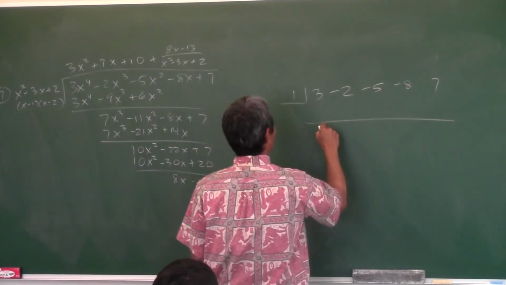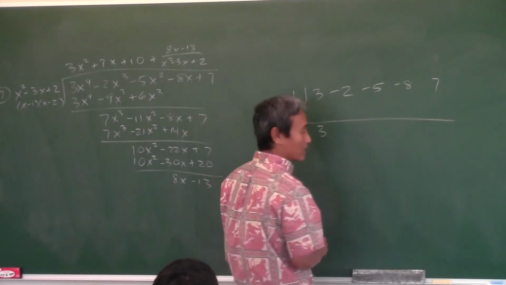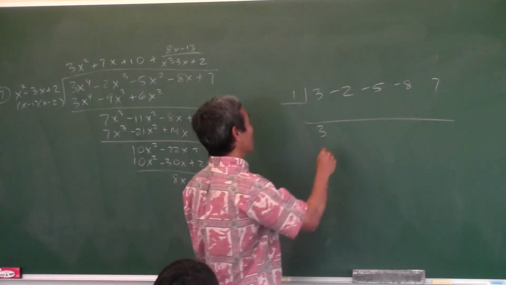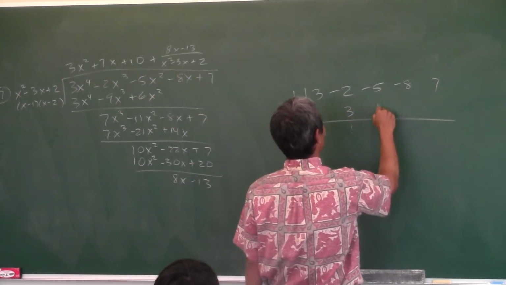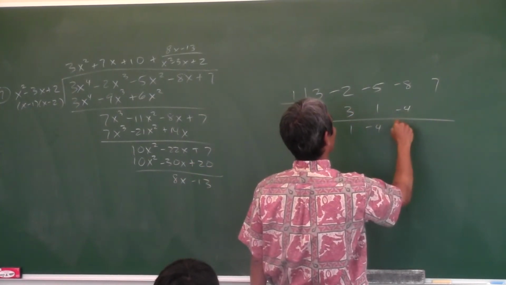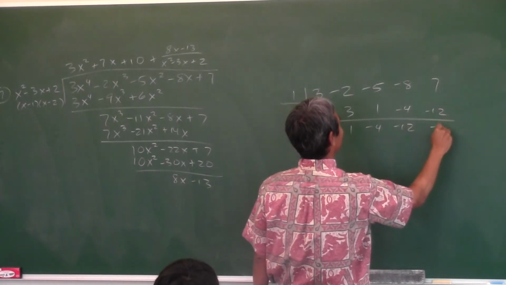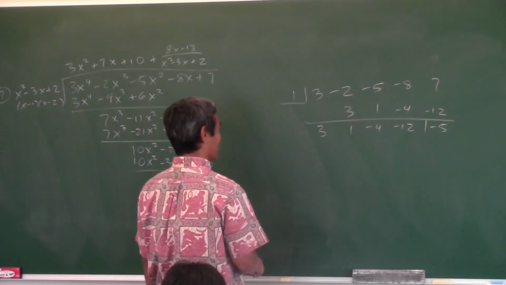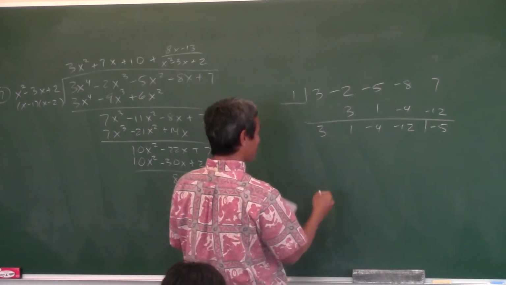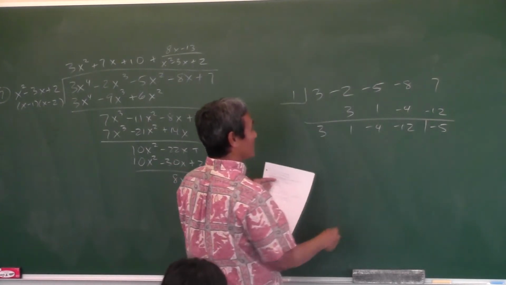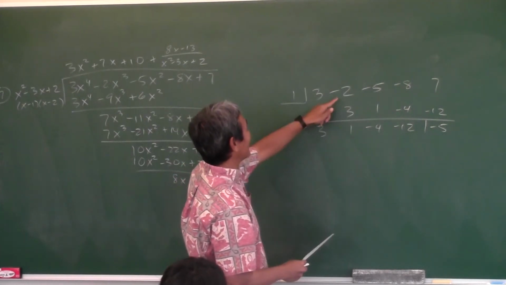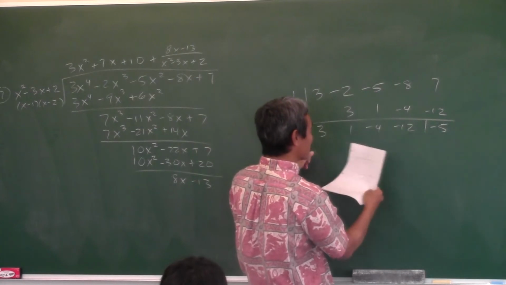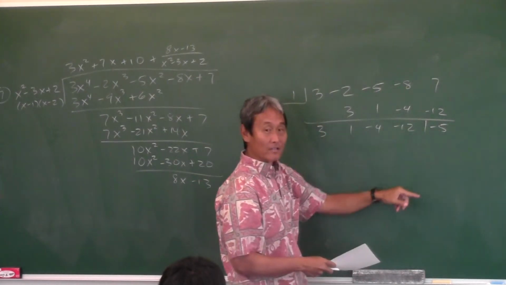Okay, whatever. So 3, I'm assuming we all are adept at synthetic division now? Yeah. 3, 1, negative 4, negative 12, negative 5. Did I do that correctly? Of course, I'm the teacher. Now, you gotta understand what this means though. If I divide this by x minus 1, you get the quotient plus the remainder over the divisor.